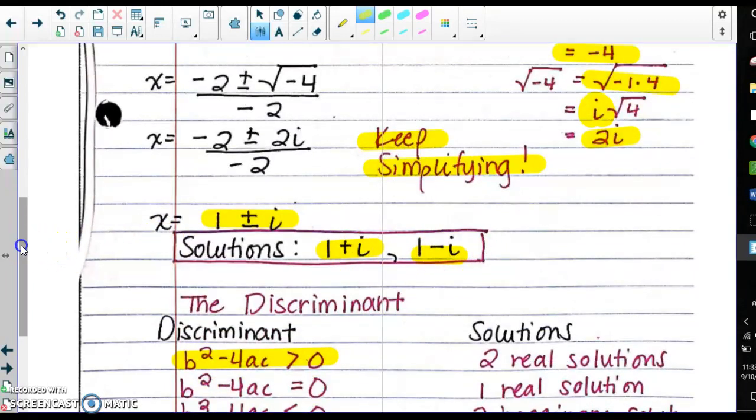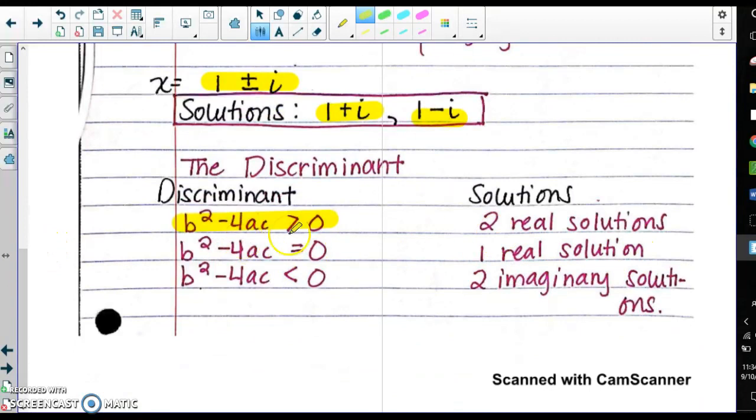Okay, so I want you guys to copy down this chart here. If you have a discriminant that's greater than 0, you have two real solutions. If you have a discriminant that is equal to 0, you have one real solution. And if you have a discriminant that is less than 0, you're going to have two imaginary solutions.